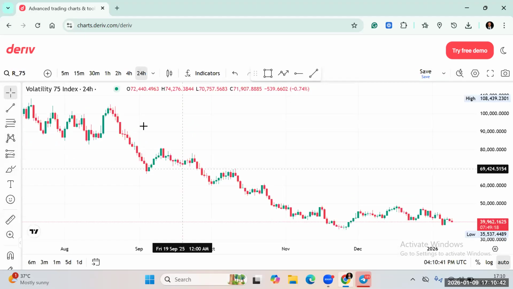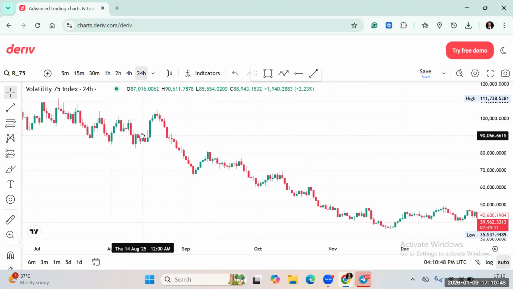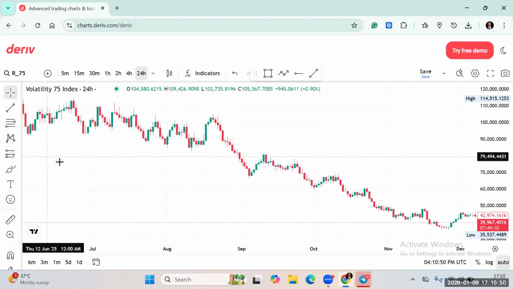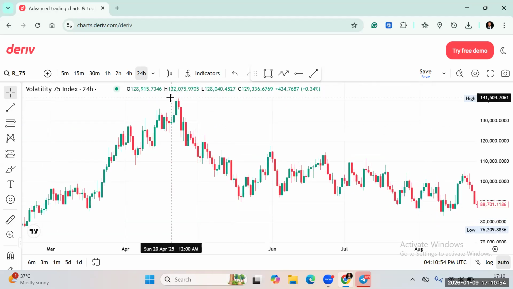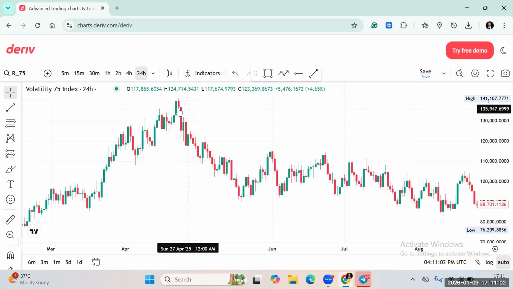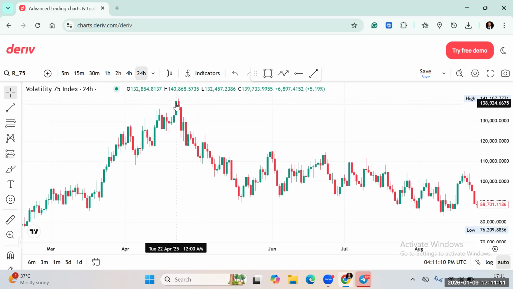What people like about this pair is that it can stay in one trend for months. It's been on a bearish trend since April this year, just giving massive good setups. And it's the cheapest pair on synthetics. The lowest lot size on this pair is 0.001. So people even trade this pair with $1, $2, $3. So for people that don't have capital, if your structure is correct, you can trade this pair.